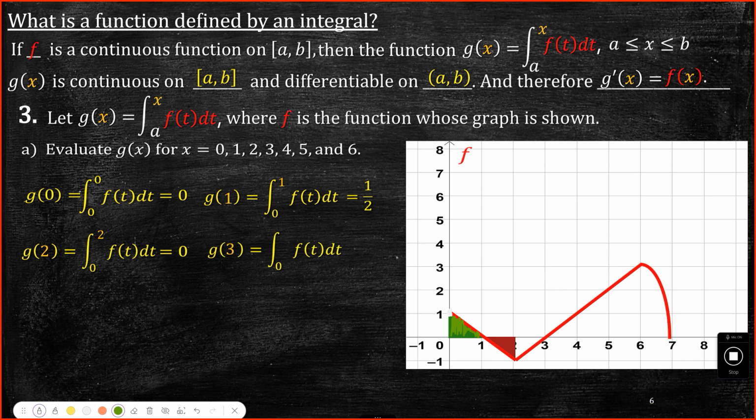G of 3. What do you guys think G of 3 is? Negative 0.5. Yeah. Because I'm at zero, then I'm back here, at negative a half. G of 4. What's going to be G of 4? 0. I'm back to that position where I started.